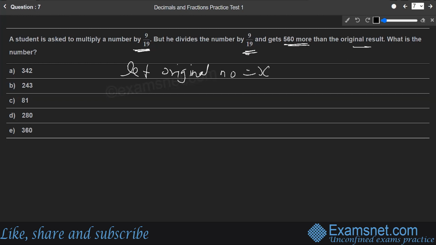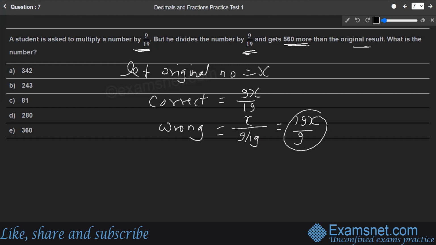was nothing but x. Then he is asked to multiply a number by 9 by 19, but he divides the number by 9 by 19. So what should the correct one have been? The correct one should have been multiplying the number by 9 by 19. So the correct one is 9x by 19. And the wrong one, what he has done is he divides the number by 9 by 19. It's going to be x by 9 by 19, that is nothing but 19x by 9. So this is the wrong one. This is the correct one.